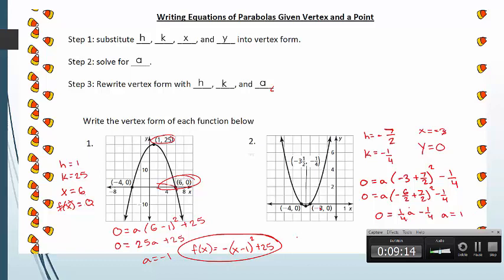So when I go to write my answer, I'm going to write f of x equals, now it's optional, you do not have to write 1, you can, but you can actually just go ahead and write x minus h squared plus k. So that's kind of the idea.